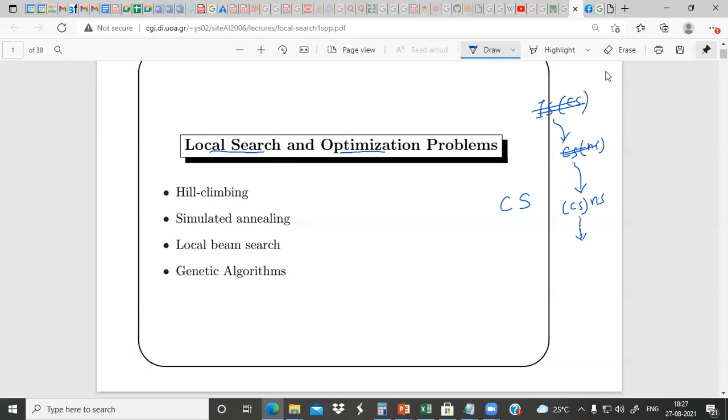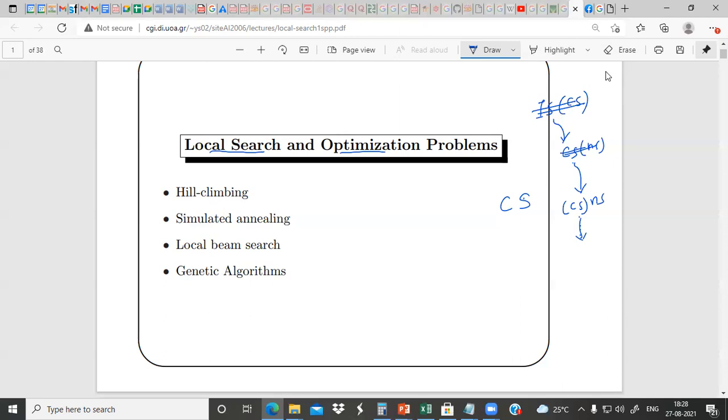So why are we interested in local search algorithms? Why are we ignoring the path? The answer is, for most of the real-time problems, the path is not required. We need only the solution. The path of reaching from the initial to the goal state is not required for most problems, not for all problems.